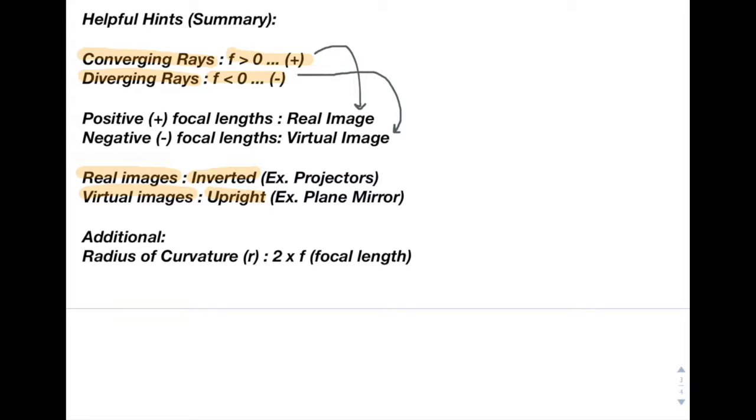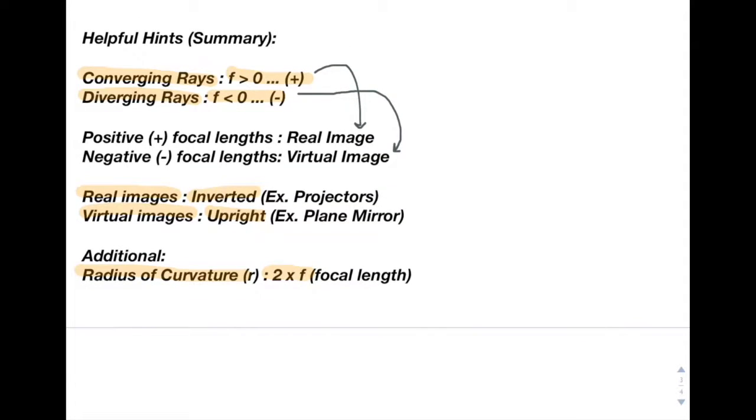One last additional thing I'd like to add is that if you ever encounter the radius of curvature for a spherical mirror or spherical lens, the radius of curvature is exactly 2 times the focal length. So in this video, we covered all of the very basics for concave and convex lenses and mirrors, and how these lenses and mirrors will either converge or diverge light.